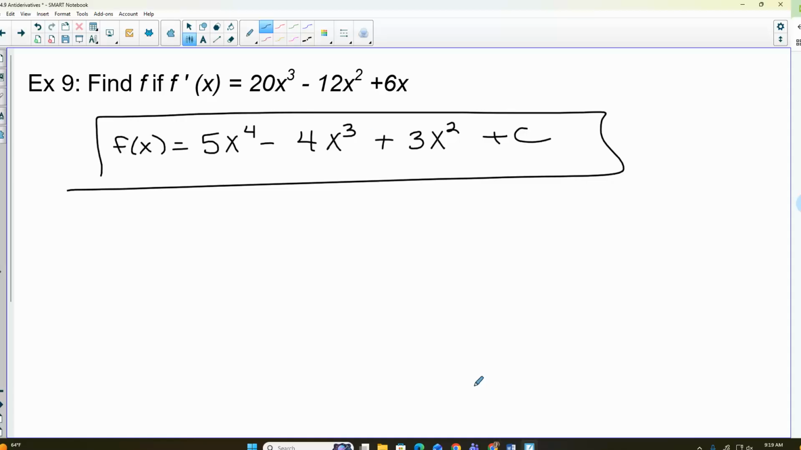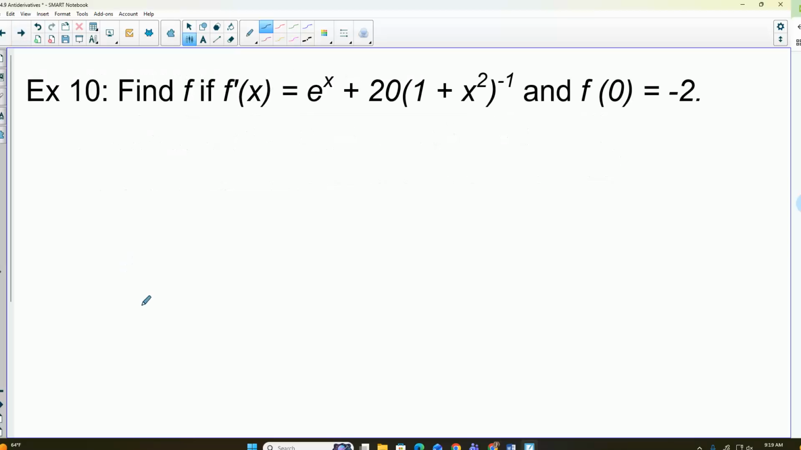Okay, let's do this one. Find function f if f prime is equal to, this is a mess, e to the x plus 20 times 1 plus x squared to the -1. And f of 0 equals -2.